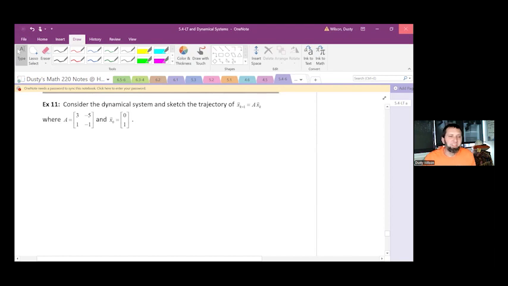So example 11, consider the dynamical system and sketch the trajectory of x of k plus 1 equal to A times x of k. So the dynamical system where A equals [3, -5; 1, -1], and the initial state is (0, 1). This is going to be a relatively lengthy question where we have to work through complex eigenvalues.